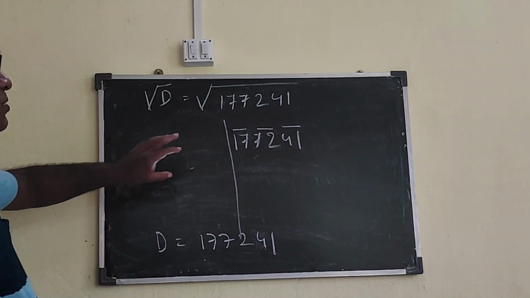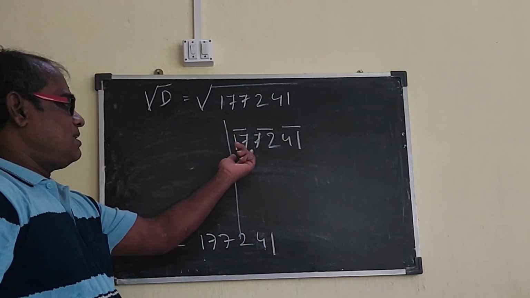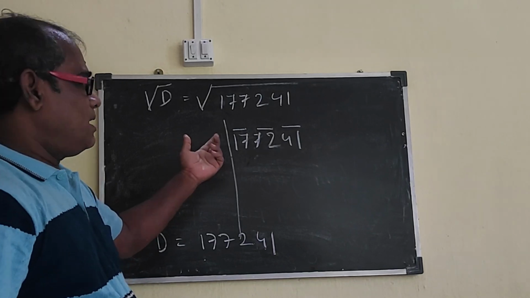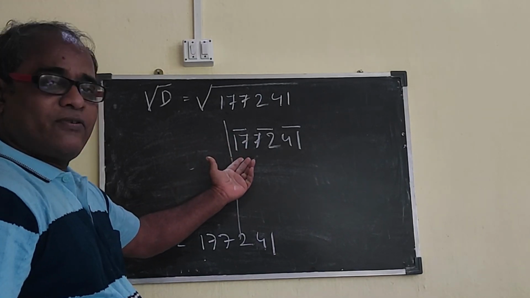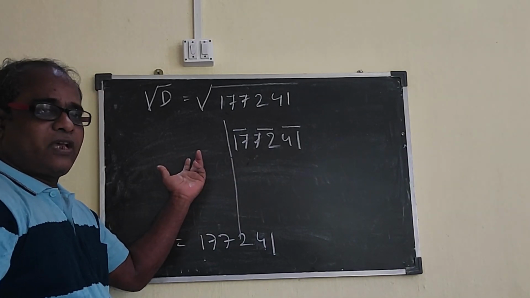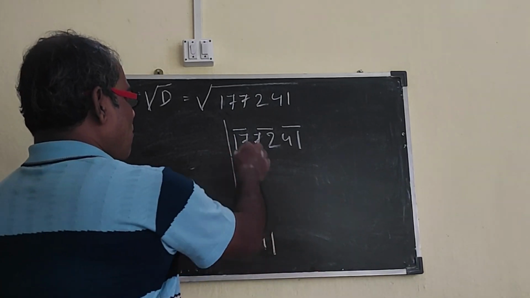So the square of 1 is 1, which is less than 70. Square of 2 is 4, less than 70. Square of 4 is 16, it is also less than 70. Square of 5 is 25, which is more than 70. So what you are going to write it here?